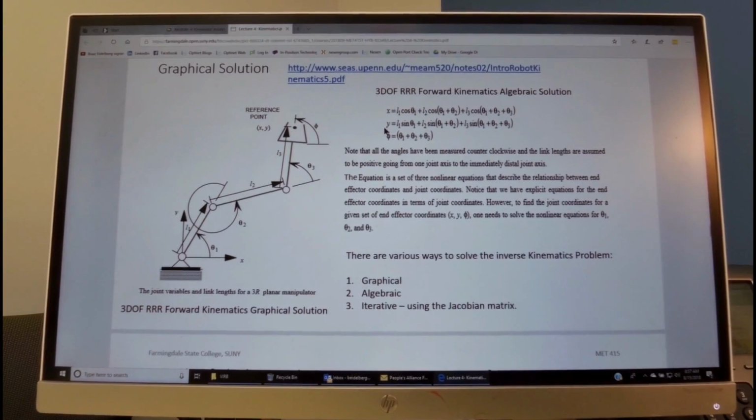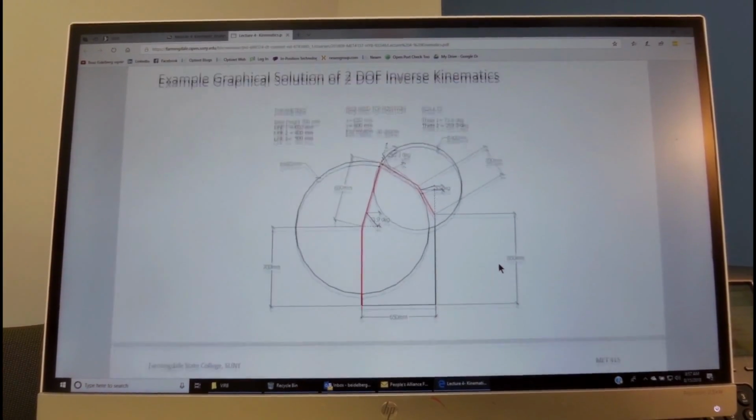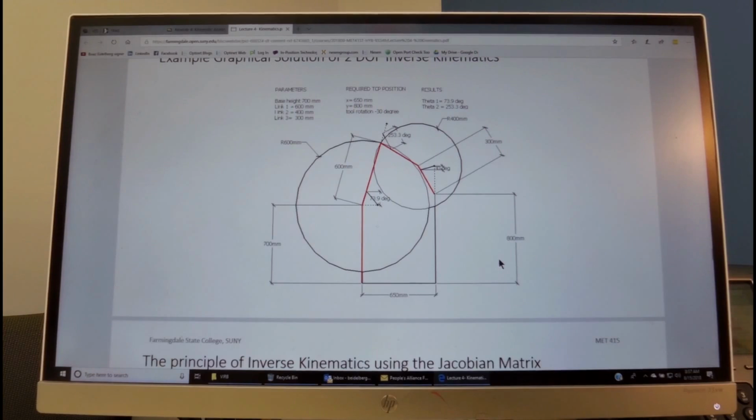Straightforward. Similarly, we can find it for y, and we have the expression over here for theta. However, if we are given x, y, z and want to find out theta 1, theta 2, theta 3, it's quite a complex process, and you see that the expression becomes quite involved. Typically, the process of solving inverse kinematics could be done graphically, which is pretty straightforward.